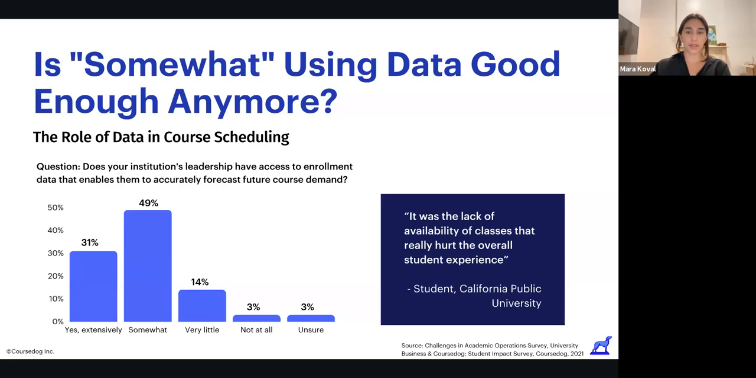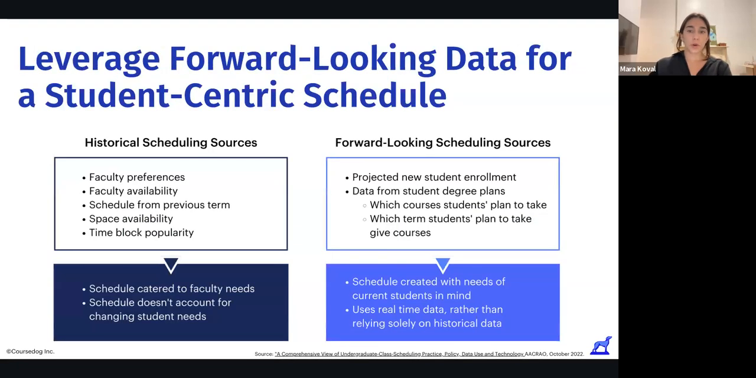Let's take a look at some of the data points that can help create a student-centric schedule. Historically, there's always been a bit of guesswork when it comes to creating the course schedule. As we mentioned previously, the ACRAO survey found that faculty availability and faculty preference were the two top factors. Using these factors to create the course schedule means the schedule is more centered on faculty needs than on student needs. Additionally, looking at data from previous term schedules gives an incomplete picture of how student demand may be changing over time, or how it may not have ever been met by historical schedules. There is a huge opportunity here for many institutions.